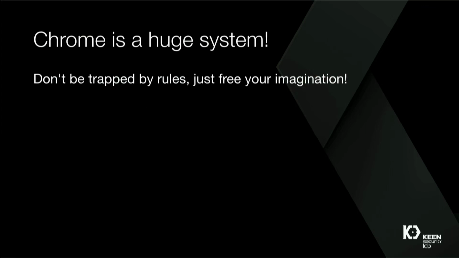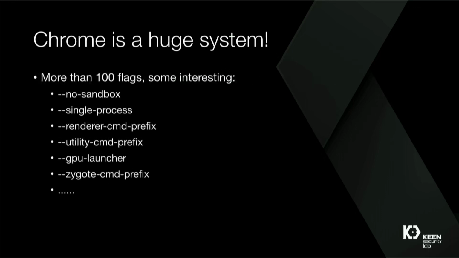But don't forget that Chrome is a huge system. We can easily tamper with lots of logic through memory corruption, not only the traditional PC control. So don't be trapped by rules, just free your imagination. There are more than 100 flags in Chrome, and some of them are interesting. When I was reading the Chrome documentation, I found that the renderer command prefix might be the one I needed.